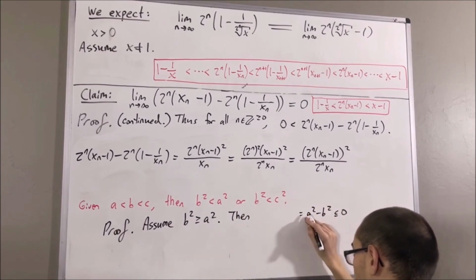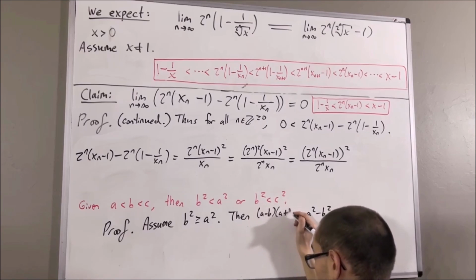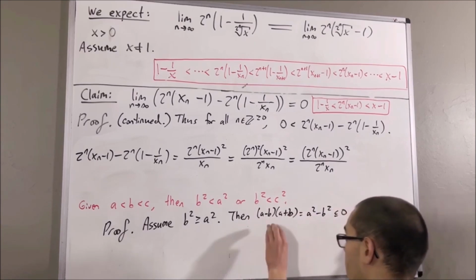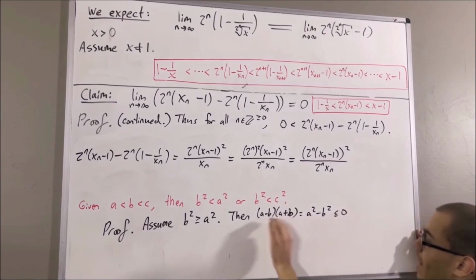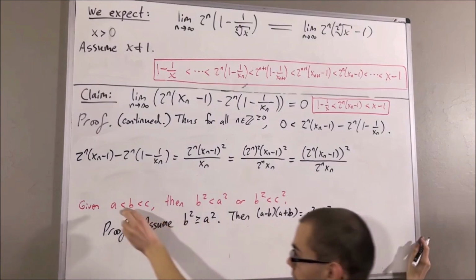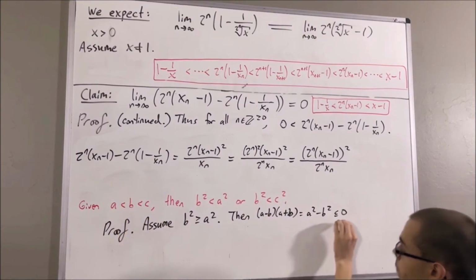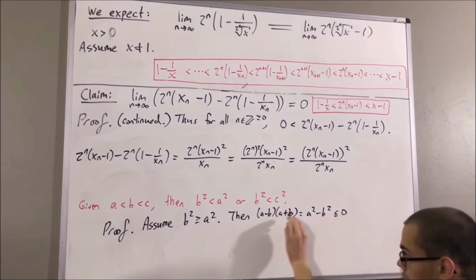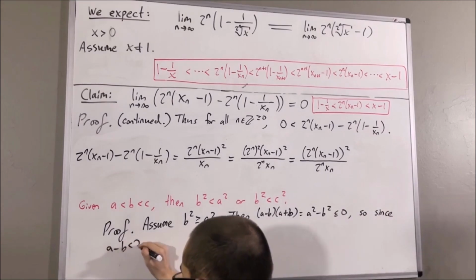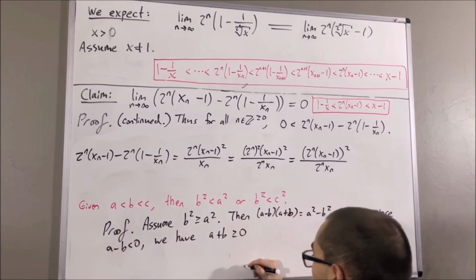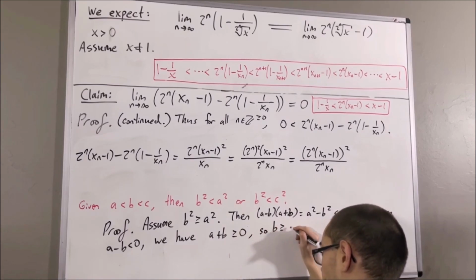In other words, we know that a squared minus b squared is equal to a minus b times a plus b. So we have a minus b times a plus b is less than or equal to 0. But a minus b is less than 0 because a is less than b. So if we divide a minus b to the other side, that's going to flip the sign of the inequality. So we get a plus b is greater than or equal to 0. And therefore, if we subtract a to the other side, we have b is greater than or equal to negative a.